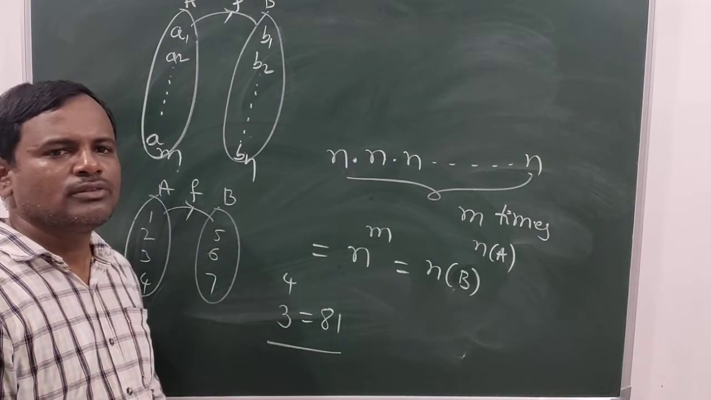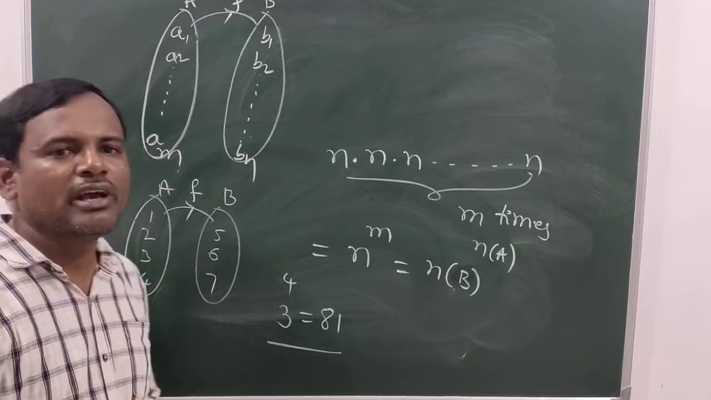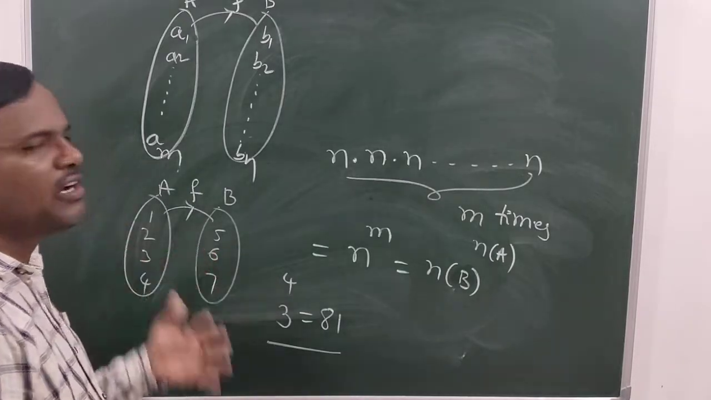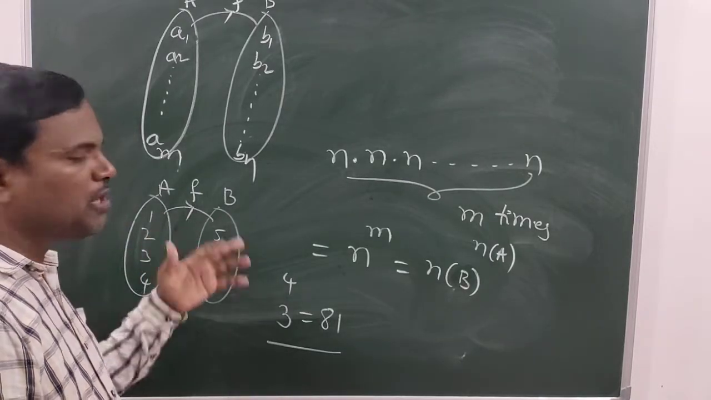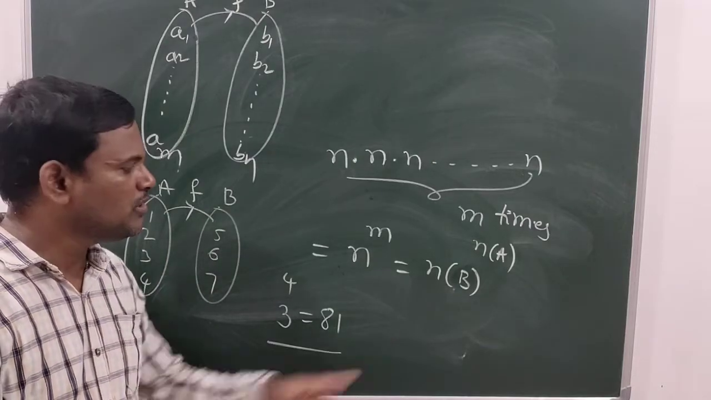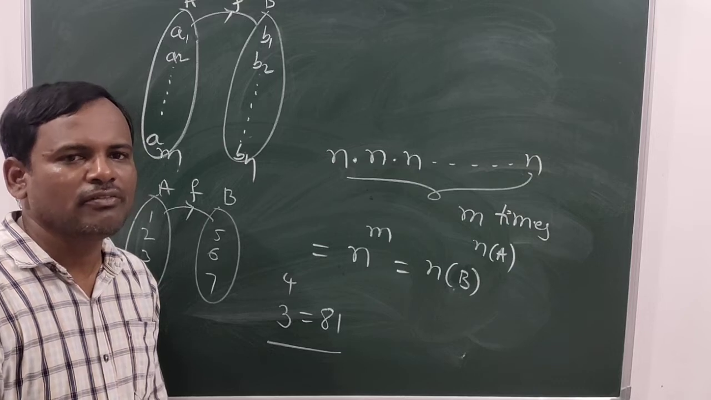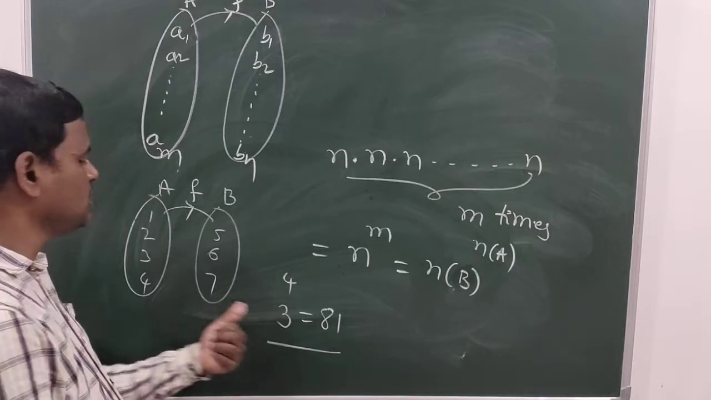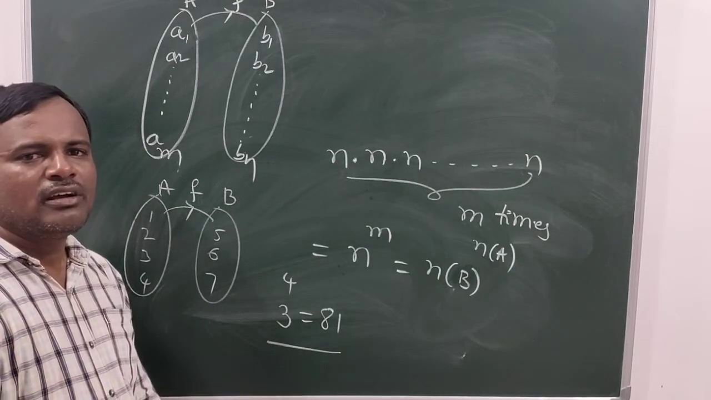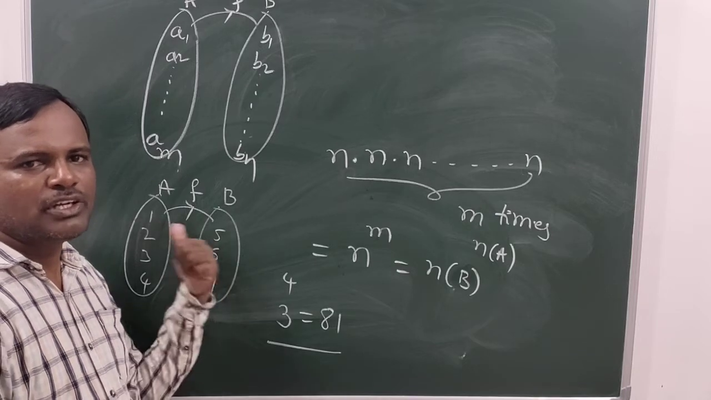Okay? Through overlapping diagrams it is difficult to say the number of possible functions, so you have to remember this formula: n(B) power n(A). So in this case, we get 81 functions from set A to set B.